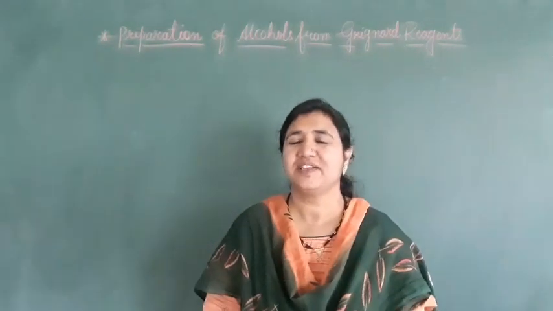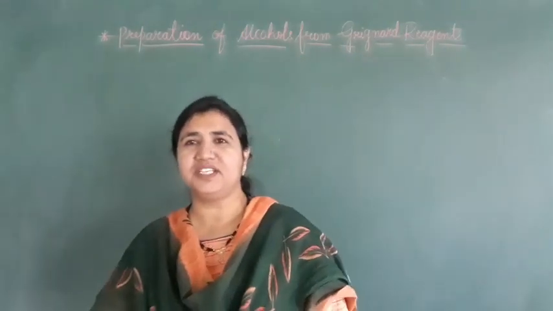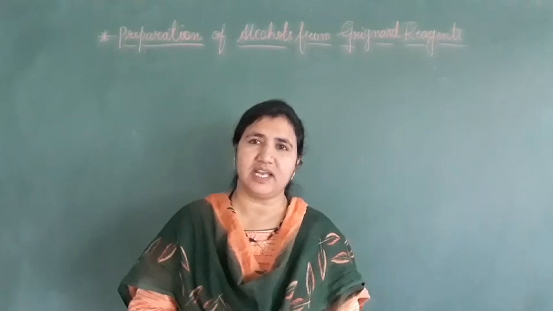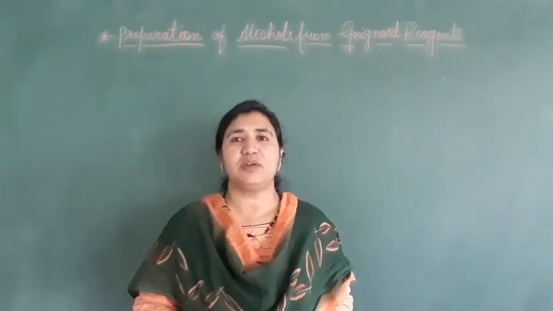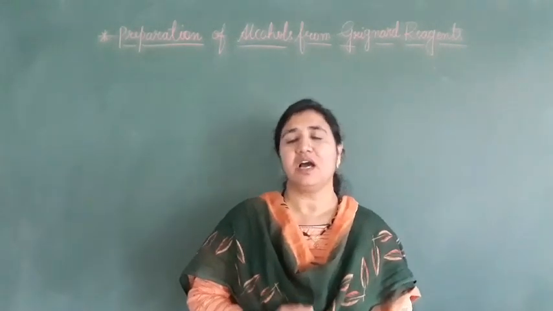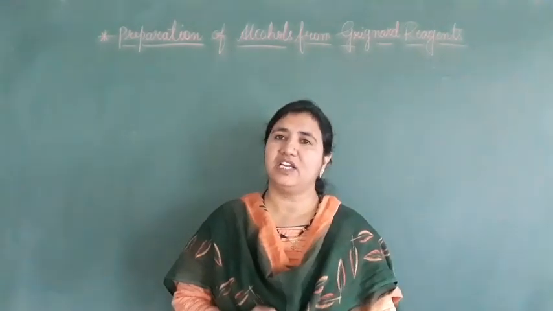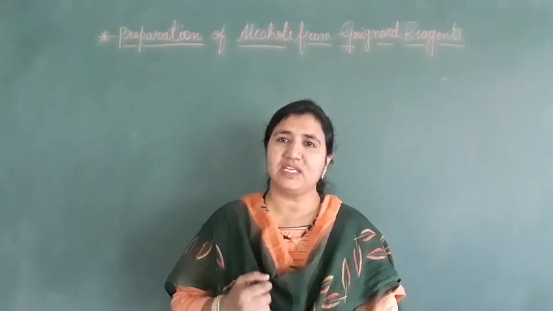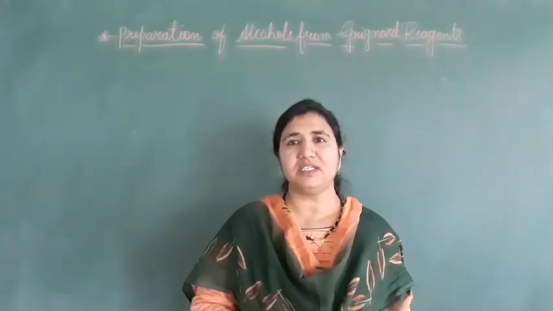Hello students. So today's topic is preparation of alcohols from Grignard reagent. Aldehydes and ketones, when they react with Grignard reagent, give an addition product. This addition product on acidic hydrolysis gives alcohols. Carbonyl compounds like aldehydes, ketones, acid chlorides and esters react with Grignard reagent and form alcohols. So today's topic is that only.